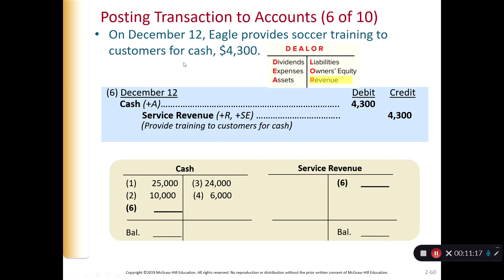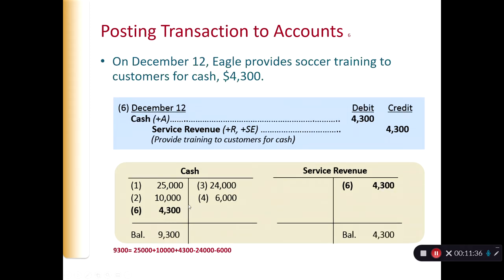So since this transaction impacts two accounts, both of them are increasing. So I will debit cash for 4,300. I will credit service revenue for 4,300. And when we're posting it, we just remember debit is always on the account's left-hand side and credit is always on that account's right-hand side.